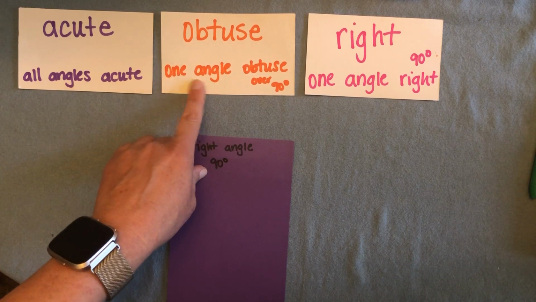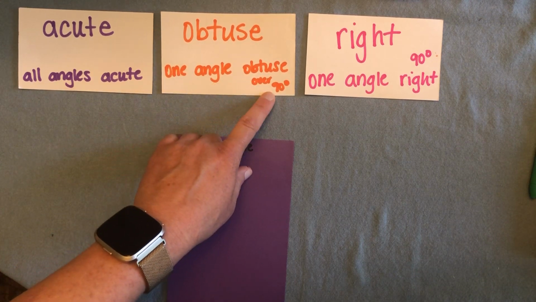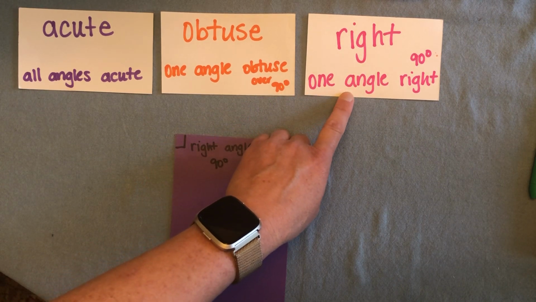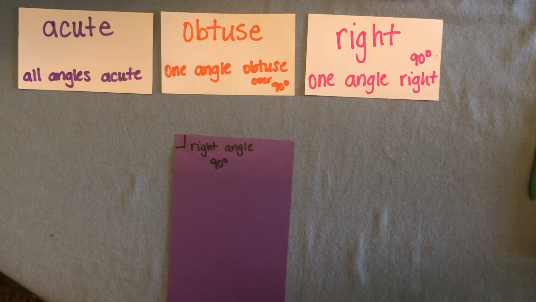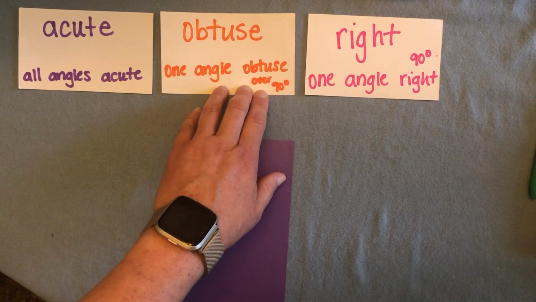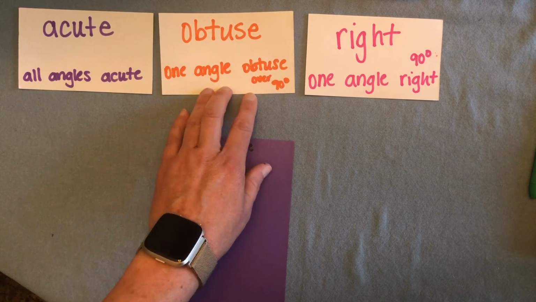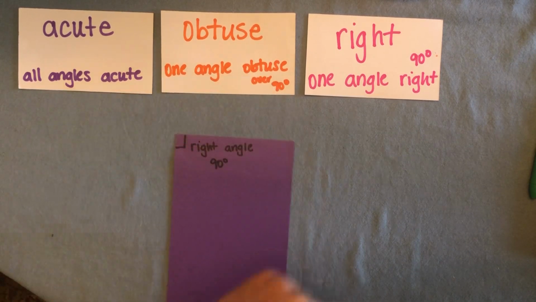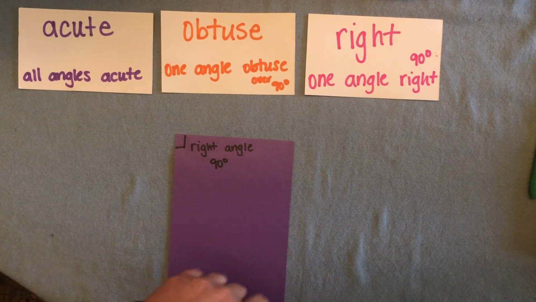Obtuse triangles are triangles that have one angle that's obtuse or over 90 degrees. A right triangle is one that has one right angle. Now you might be thinking, Mrs. Isley, are there any triangles that have 2 obtuse angles? And the answer is no. And I'll have to explain that to you in a different session. But if you watch the Math Antics video that I've linked on today's page, then you will probably be able to see, in fact, I know you will, why you can only have one obtuse angle in a triangle. If not, I'll explain that later.